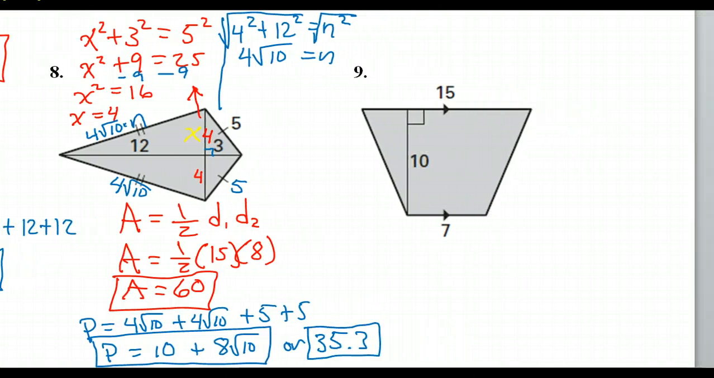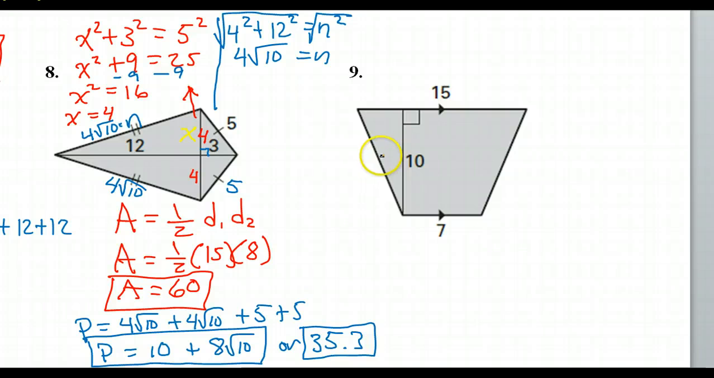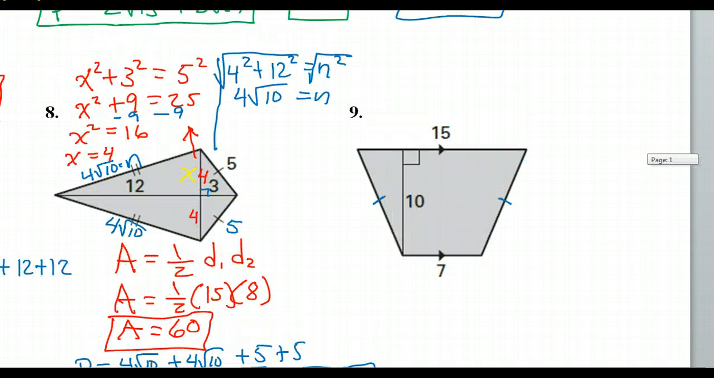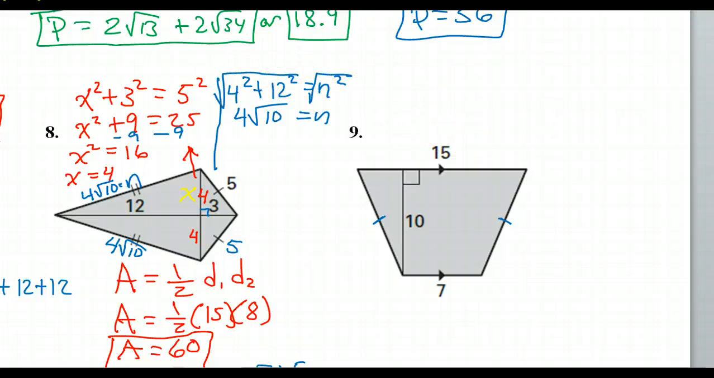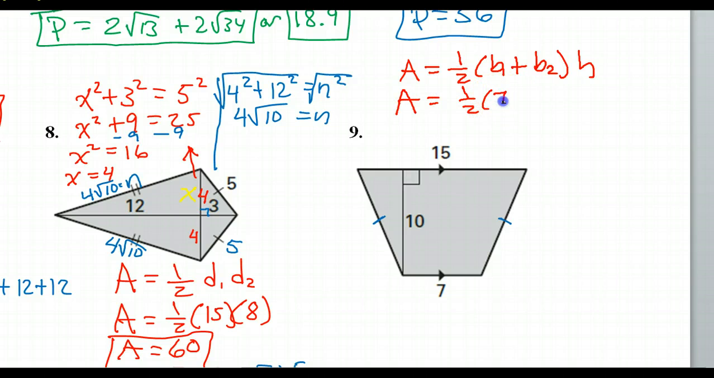All right, let's do number 9. All right, again, I think we're supposed to assume that this is isosceles if we're going to find the perimeter. We can find the area right now, though, can't we? Okay, so the area, remember, the area of a trapezoid is 1/2 base 1 plus base 2 times height. So that's going to be 1/2 times 7 plus 15 times 10. That gives us 110.